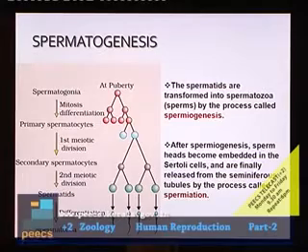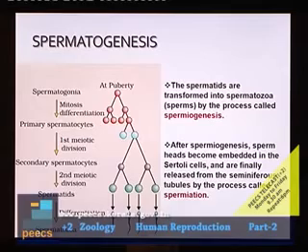Now what happens next? These spermatids, they are not functional. To be functional, they should be differentiated, or there will be some modifications happening in spermatids. And this differentiation or transformation of spermatids into functional sperms or spermatozoa, that is called spermiogenesis. So this conversion is called spermiogenesis.